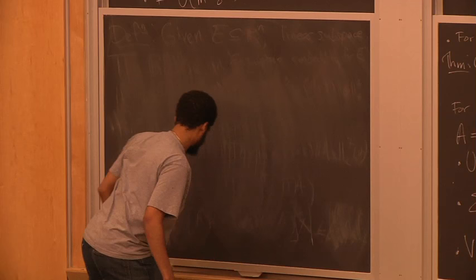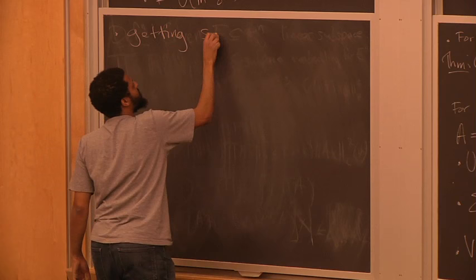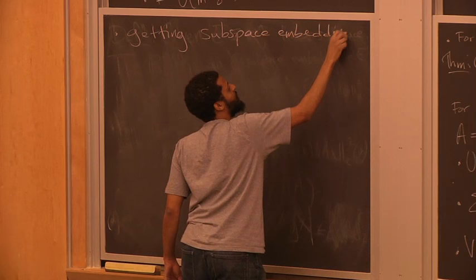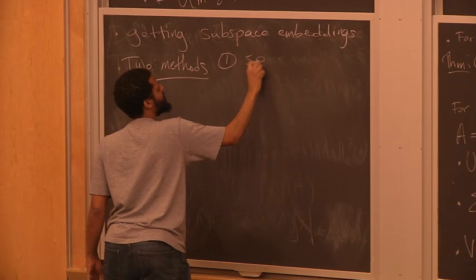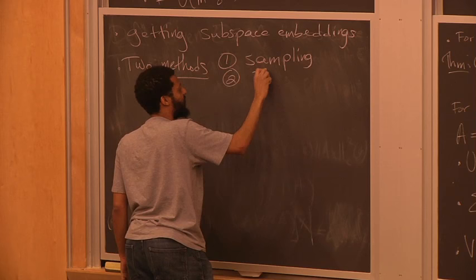So getting subspace embeddings, two methods, just like last time. Sampling is one method, and the other method is going to be kind of a JL method. So let's start off with sampling.